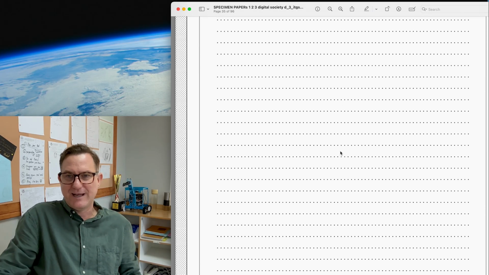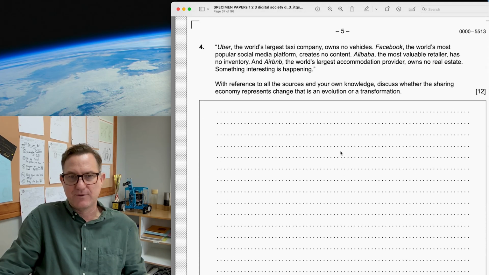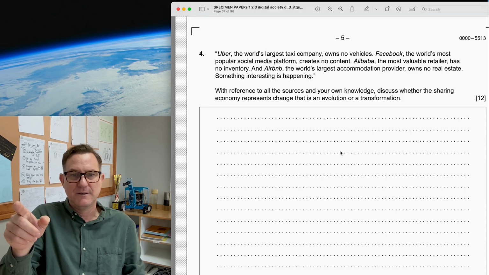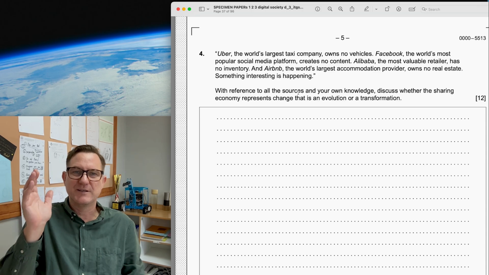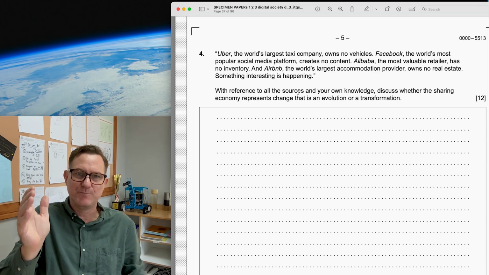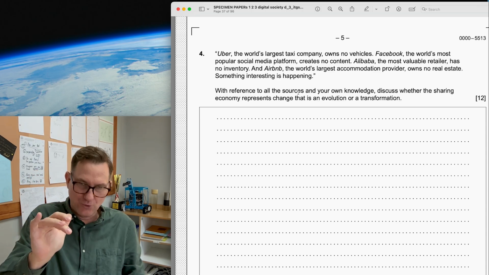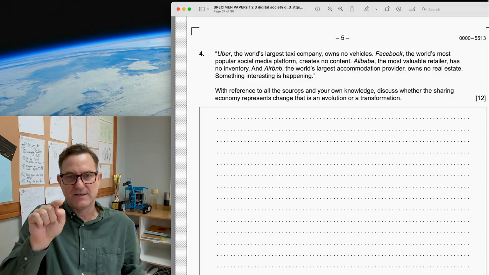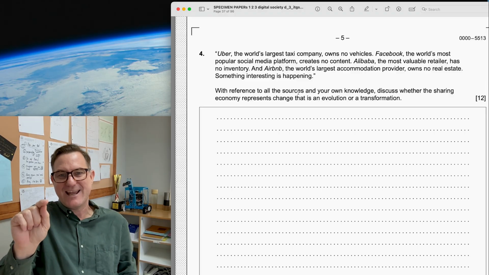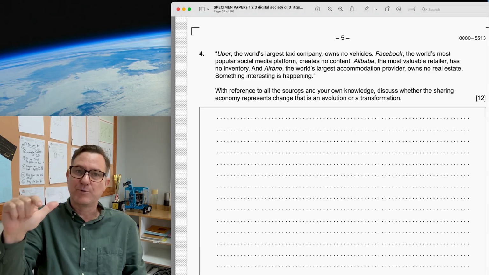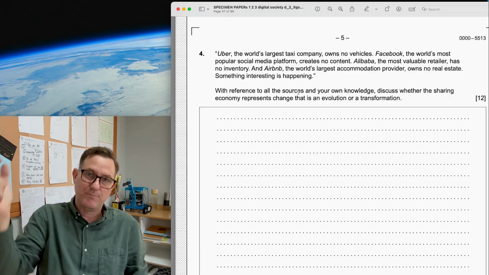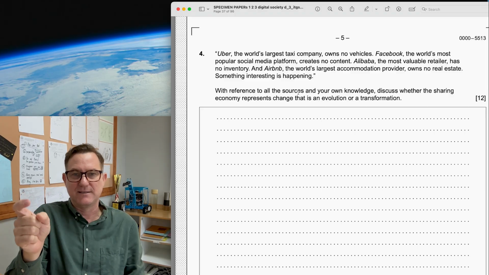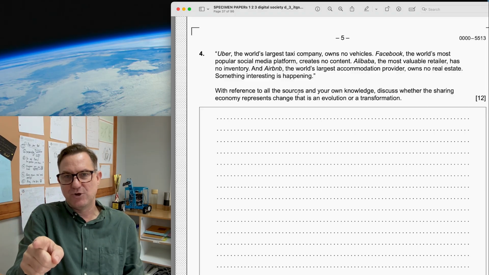Okay, the fourth question, and this is the one that's worth a lot of marks. The fourth question is worth 12 marks. Now, it says with reference to all sources, so you need to weave in source A, source B, source C, and source D in your answer, because that's what it says straight up. Next part, and your own knowledge. You need to provide evidence that you've done some kind of research and identify that in your answer. The key command term here is discuss.